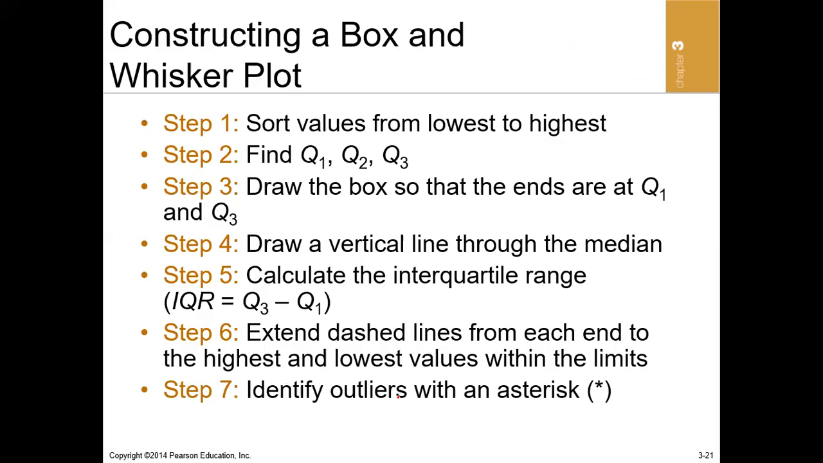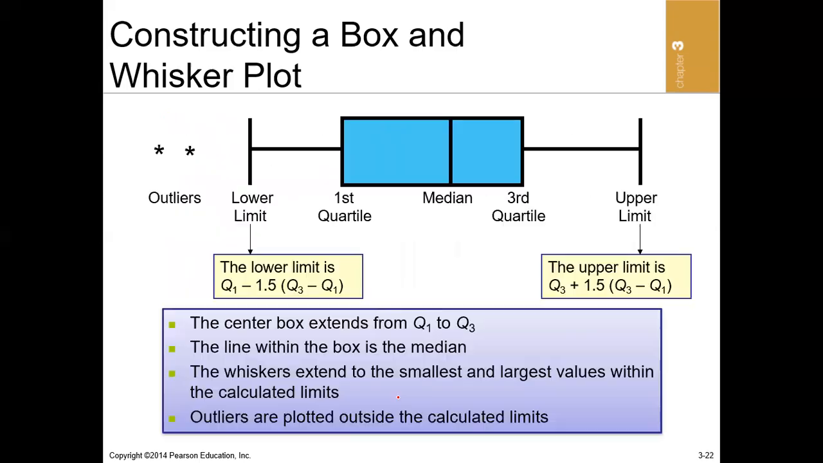Now, for the box and whisker, the first point is that you have to sort the values from lowest to highest, and of course, find your Q1, Q2, Q3. Now, we draw a box so that the ends of the box are at Q1 and Q3. Then draw a vertical line through the median, that is Q2. Then calculate the interquartile range, extend the dashes from each end to the highest and the lowest values within the limit, and identify the outliers with asterisks.